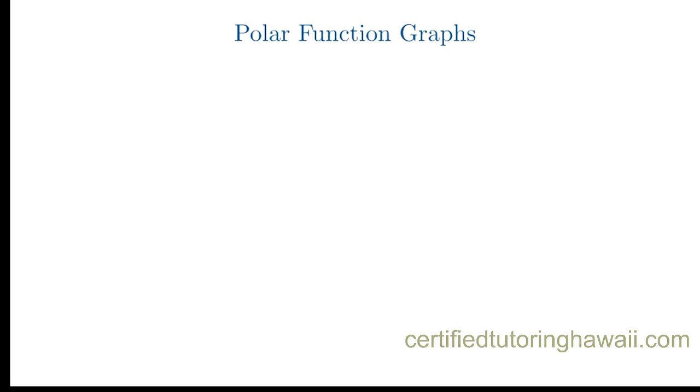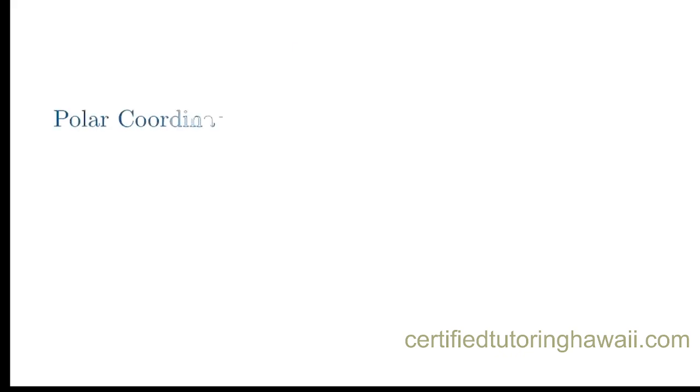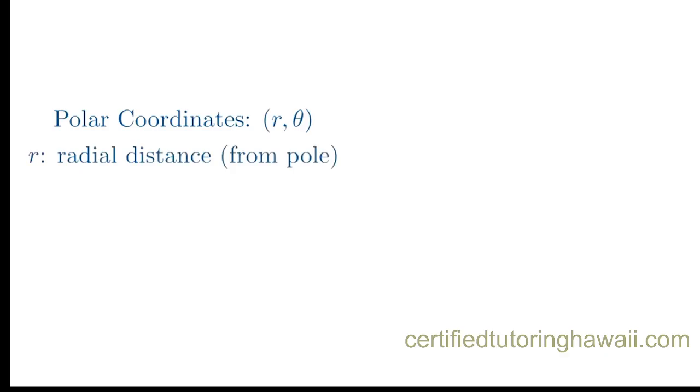So, let's begin by reviewing the very basics of the polar coordinate system. First, let's understand how points are located in a polar system. Instead of using x and y coordinates, we use r and theta. The first component, r, represents the radial distance. This is the distance a point is from the central point, called the pole, which is usually the origin. The second component, theta, represents the angle. This is the angle measured from a reference ray, the polar axis, which corresponds to the positive x-axis.